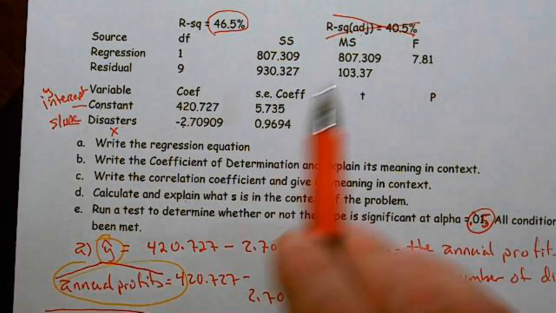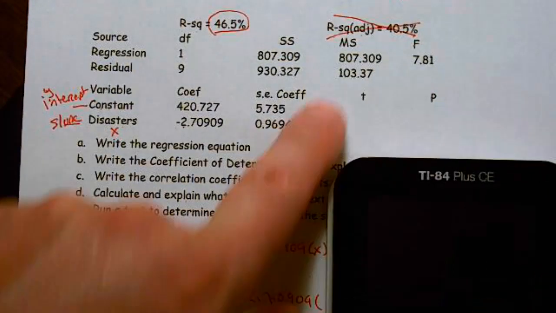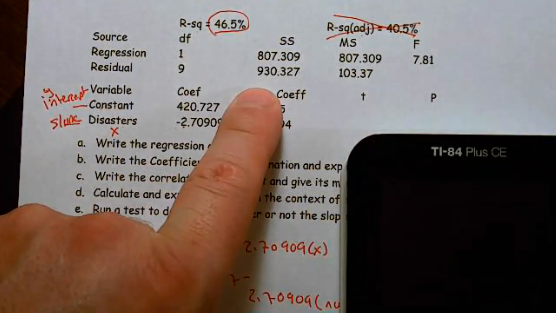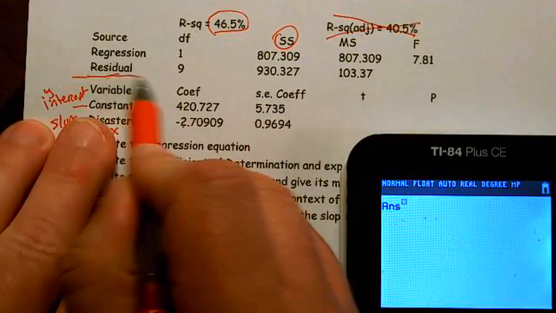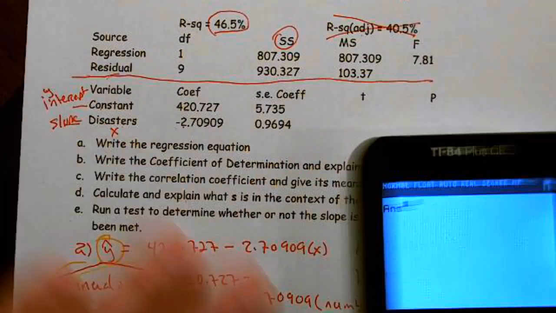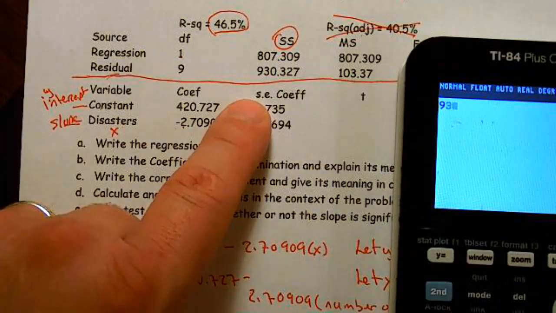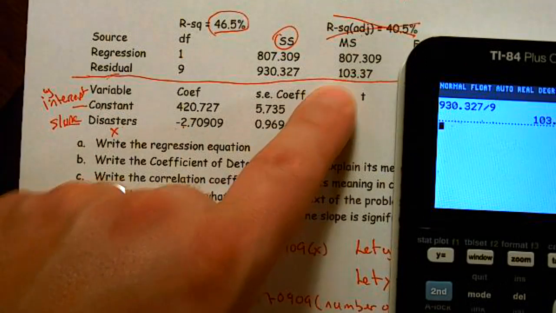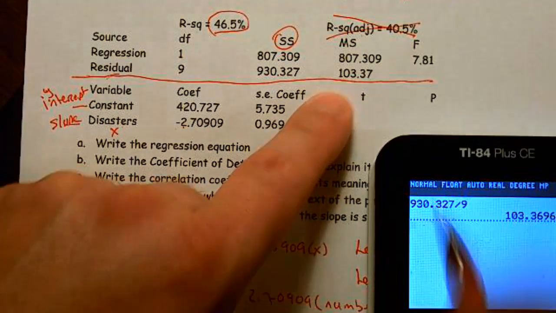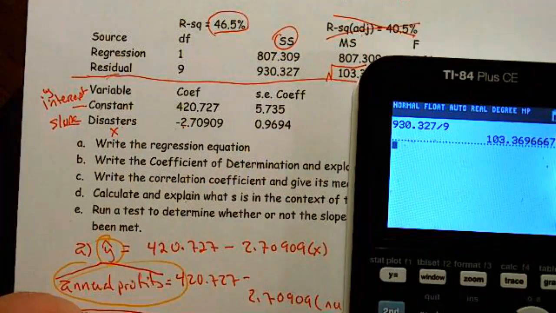Well, first off, a lot of times they're not going to give you that value, or I might not give you that value. So let me tell you where that value comes from, because you're going to need to know that you're looking for this column and the residuals, right? So if you're looking for S, you're dealing with the residuals, and S is the standard deviation of the residuals. So 930.327 divided by 9. And so that's where that came from. All right. And then I just need to take the square root of this value, so raised to the half power.